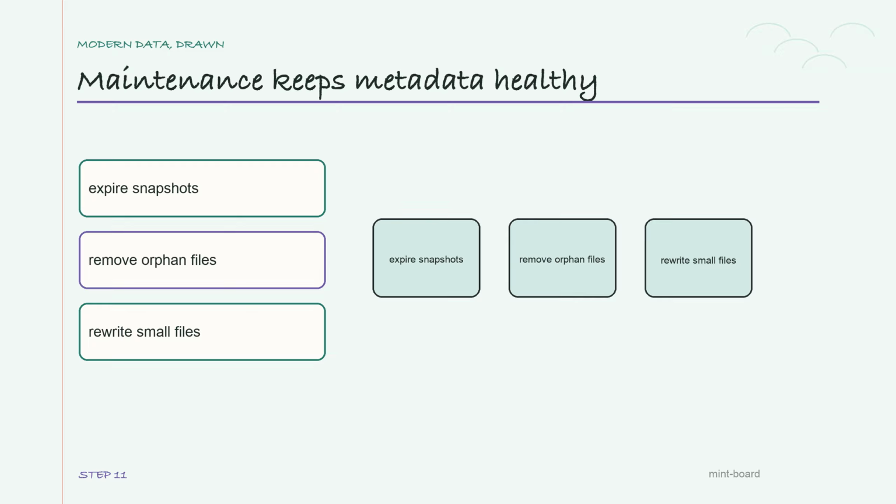Read the drawing from one idea to the next. Expire snapshots, then remove orphan files, then rewrite small files.